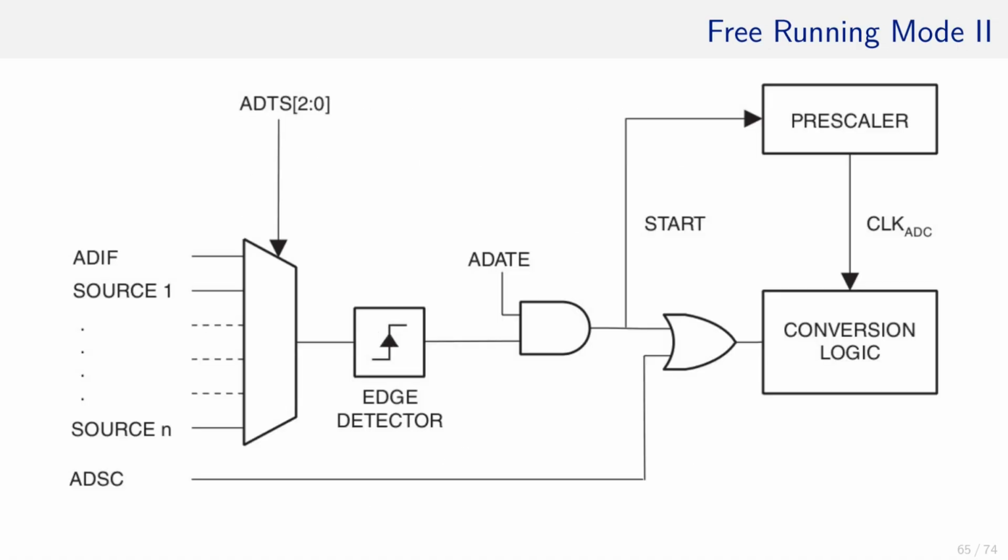Hence, for the free running mode, ADIF is selected and ADATE is set. Now we have to start the very first conversion by setting ADSC once. Once that is set, the ADC starts continuously converting the analog values. To stop it, set ADATE to 0 or select another source.